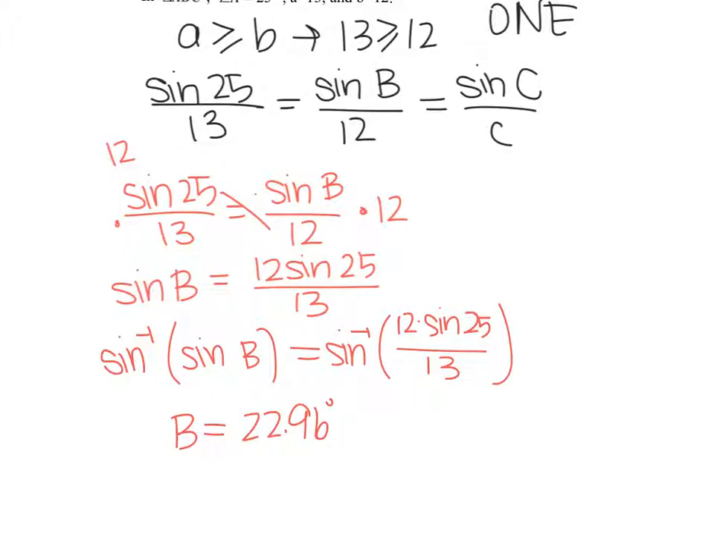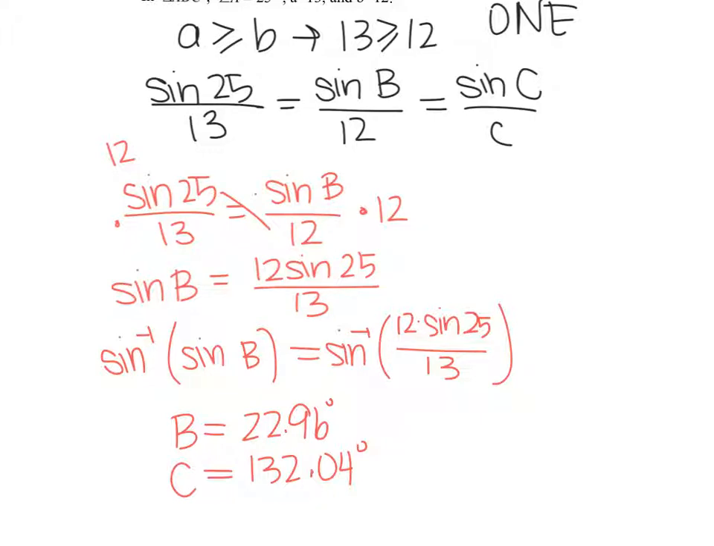So now that we know angle B, we can go ahead and use the triangle sum theorem to find angle C. So C is then going to be 180 minus 25 minus 22.96, and it's going to give us 132.04 degrees.